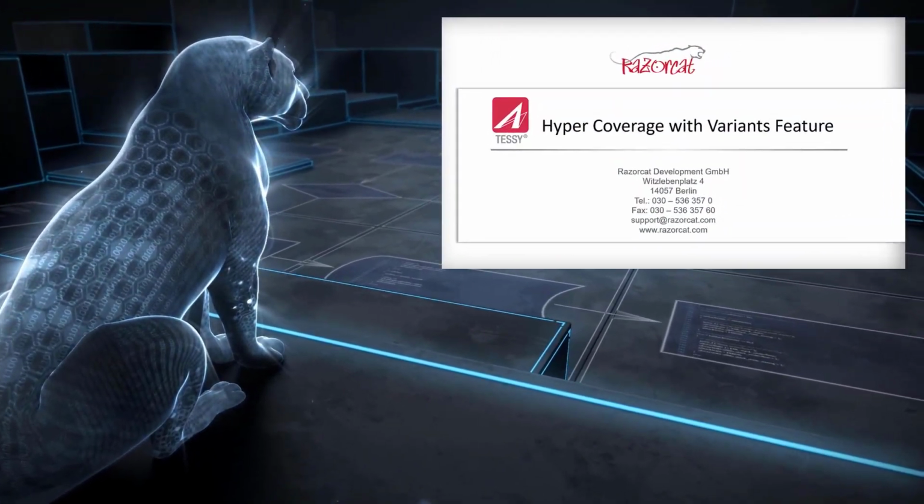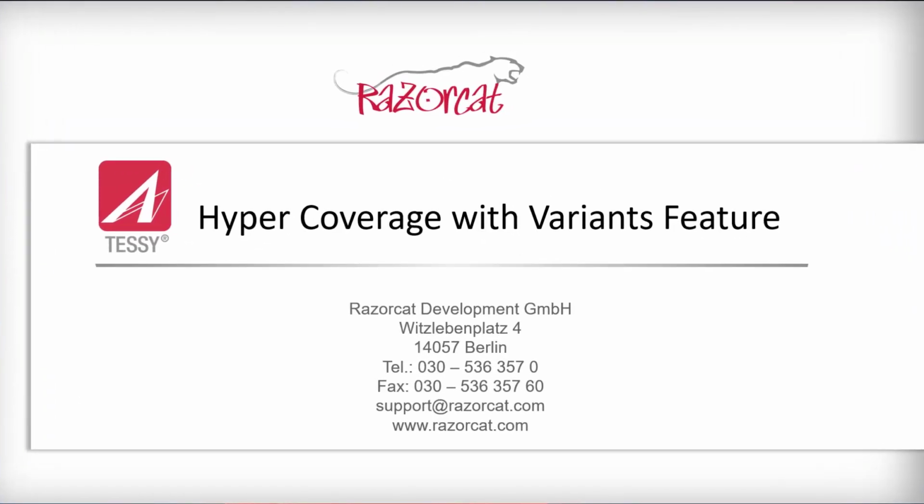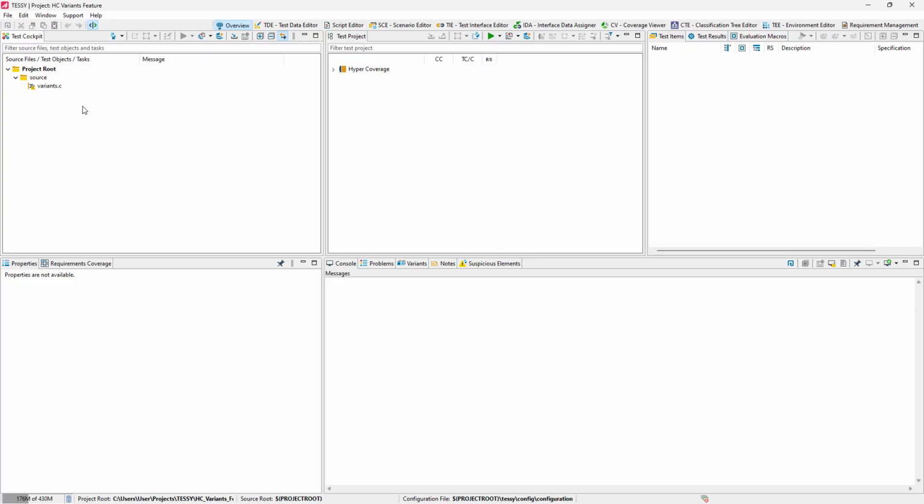In this video, we will show you the hypercoverage feature of TESSY and how to accumulate coverage with different variations of source files. We start with an empty project and a source file with a function that we would like to unit test. Let's have a look at the source file.